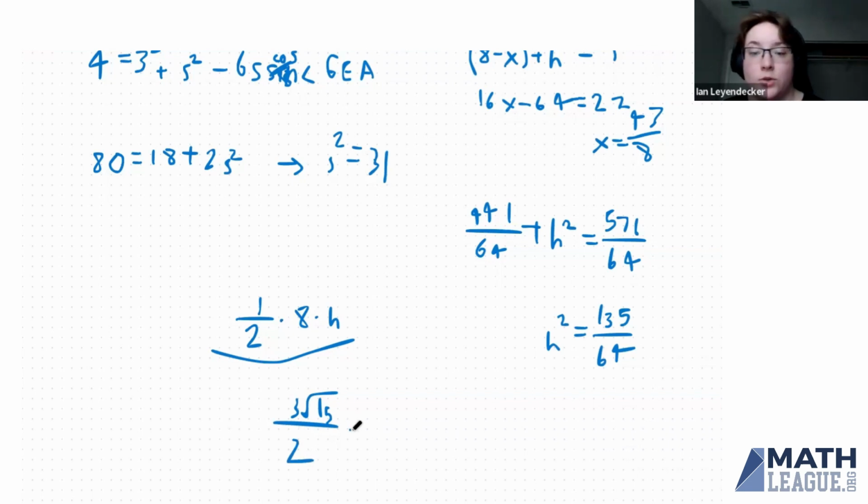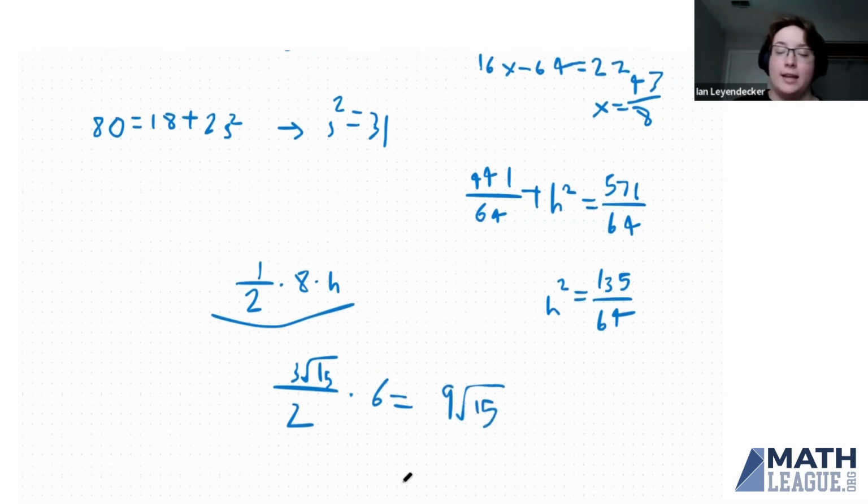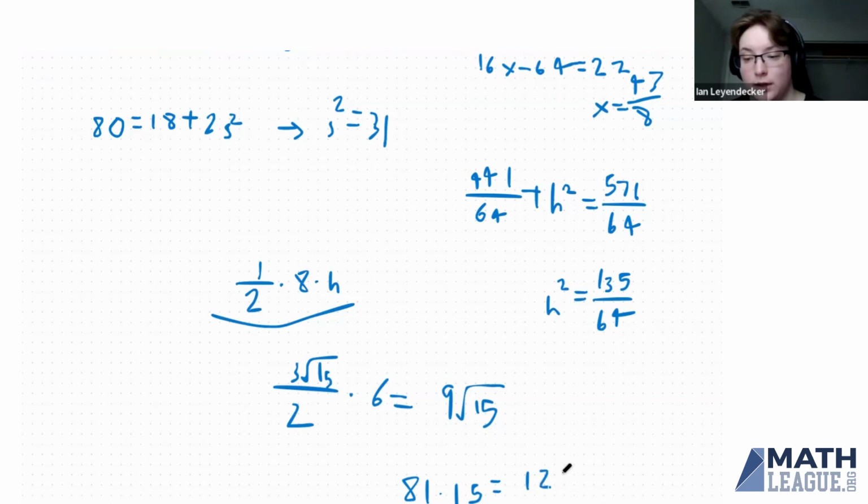So the area of triangle ABC, which is 6 times that, is going to be 9 times root 15. And then the square of that is going to be 81 times 15, or 1,215, which is our answer.